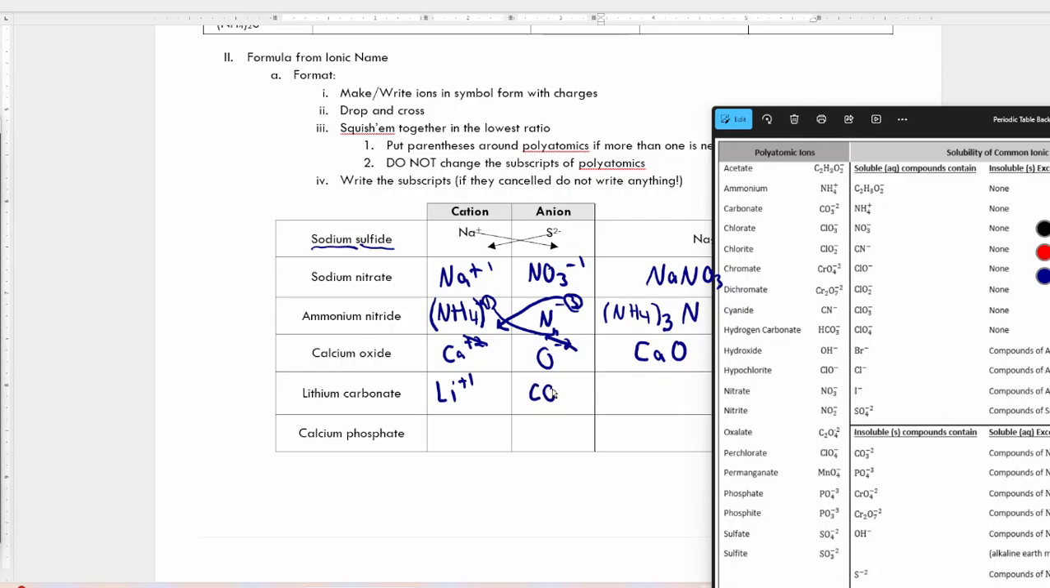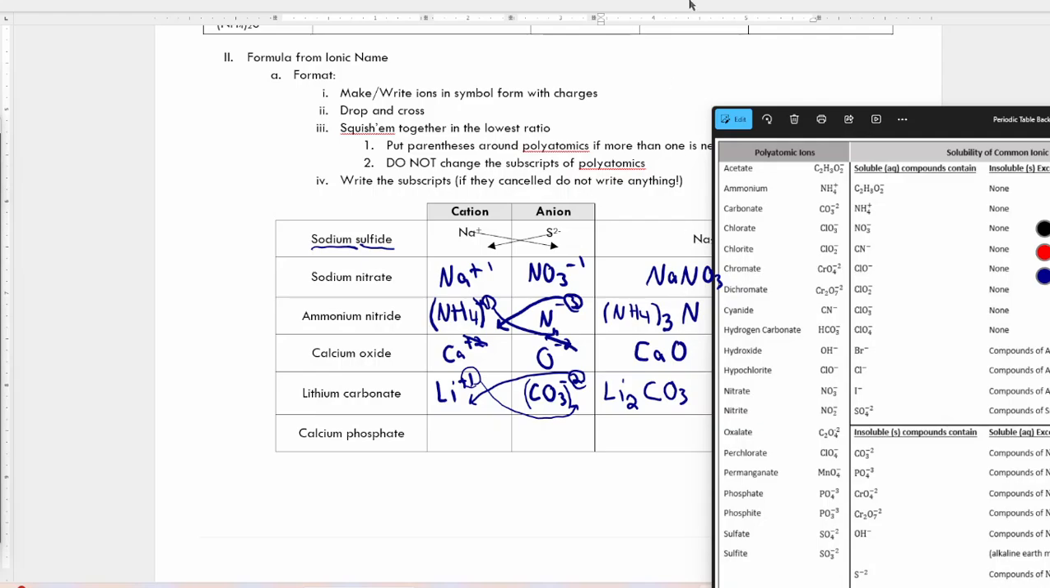So CO3 -2. Again, does this number match this number? No, it does not. Crisscross applesauce. I'm going to put this in parentheses just in case. This number goes outside of my parentheses. This number goes down here. The charges go away. So I have Li, that 2 went down there. And then I see that I'm just going to have one CO3, so I don't have to put it in parentheses. I can, but I don't have to.